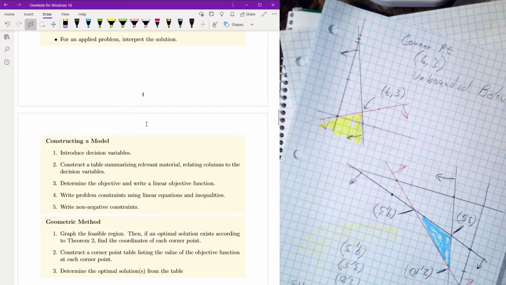So we have a method of constructing a model. First, we introduce the decision variables. What are the decision variables? Decision variables are x and y.